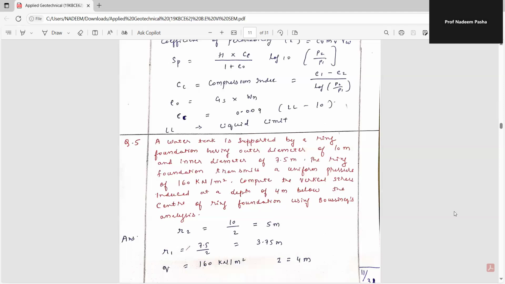The ring foundation transmits a uniform pressure of 160 kilonewton per meter square. So you need to compute the vertical stress induced at a depth of 4 meter below the center of the ring foundation using Boussinesq's analysis.